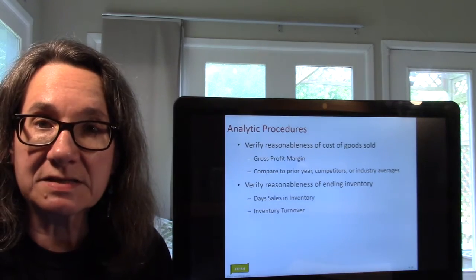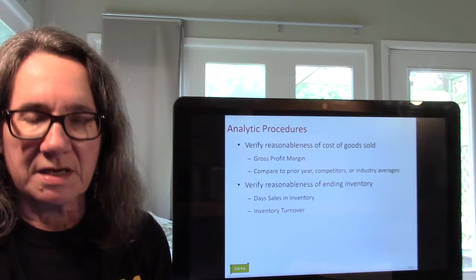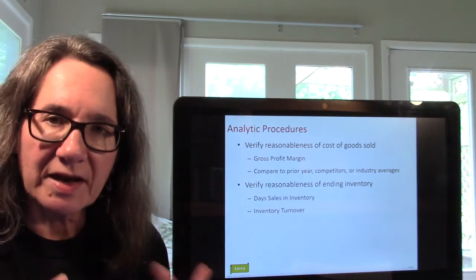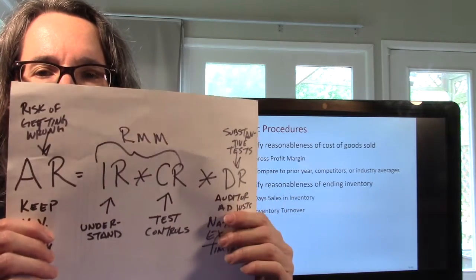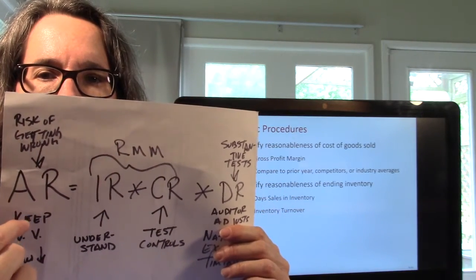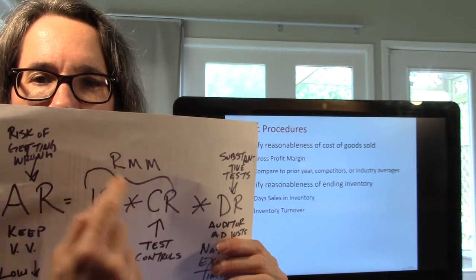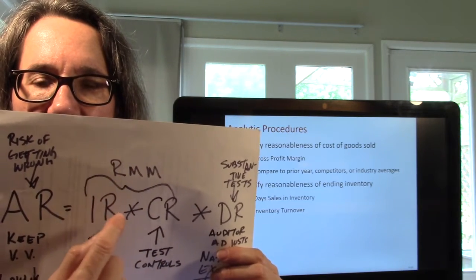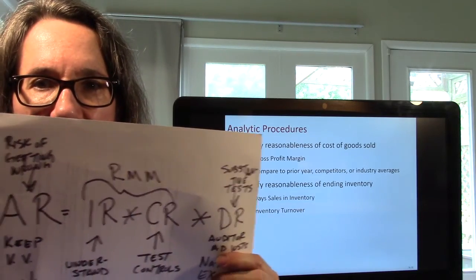We're back to talk about substantive tests in the production cycle. So now we're trying to test those numbers, right? We understand the risk of material misstatement, so I'm trying to keep my audit risk very, very low. I want to get my audit right. I understand the risk of material misstatement now because I've done my control tests, so I know what it is.